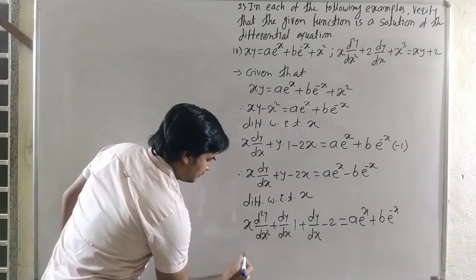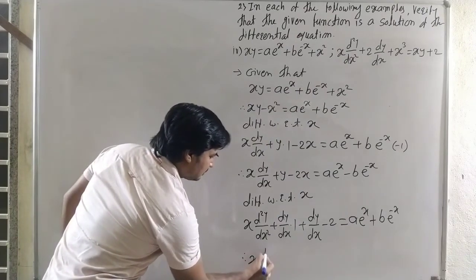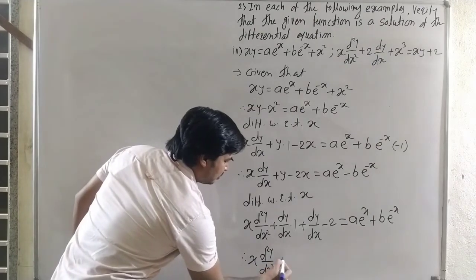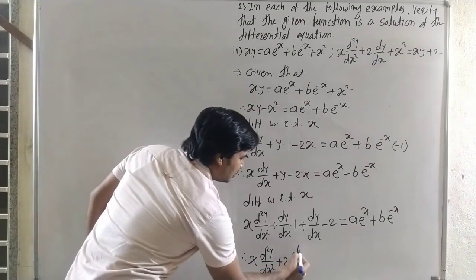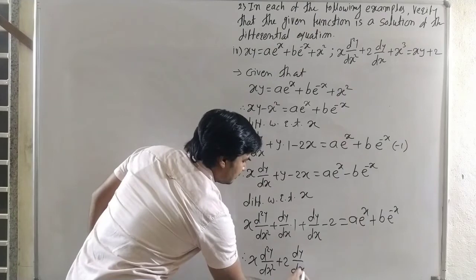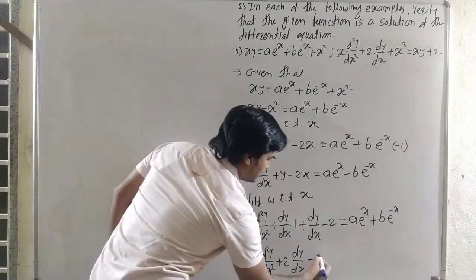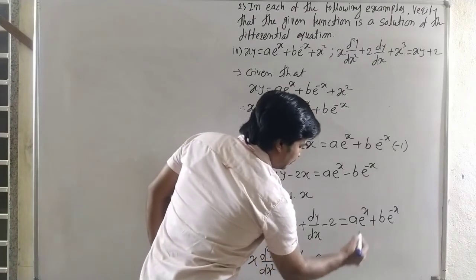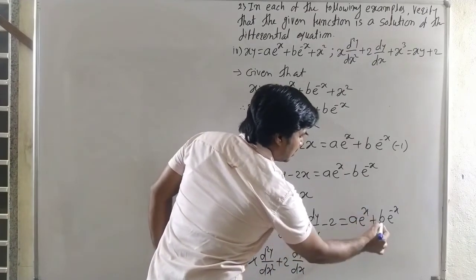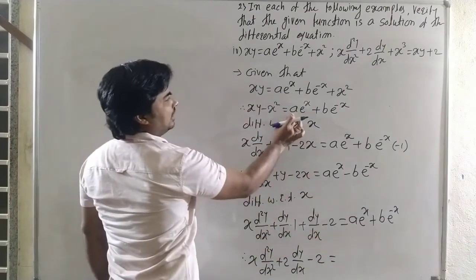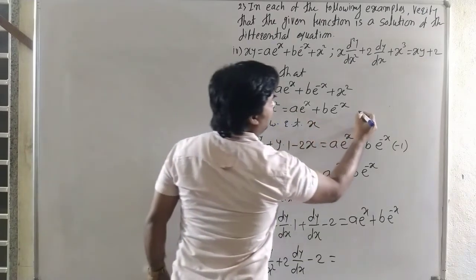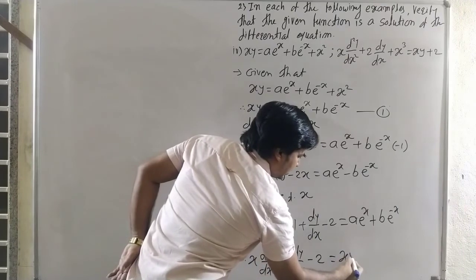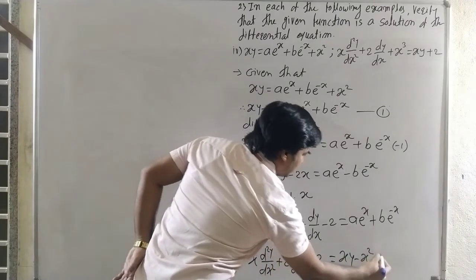And now x d2y by dx2 plus 2 dy by dx. This 2 dy by dx minus 2. Okay, it is dy by dx, and is equal to a into e to the power x plus b into e to the power minus x, a into e to the power x. Okay, here we take it as equation number 1, and now it is xy minus x square.